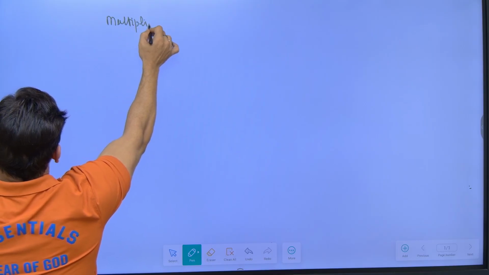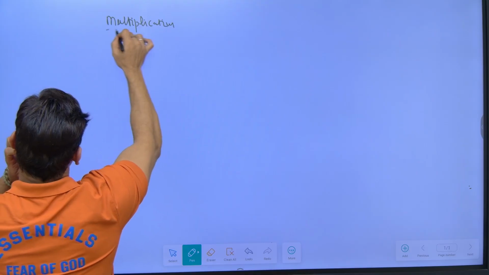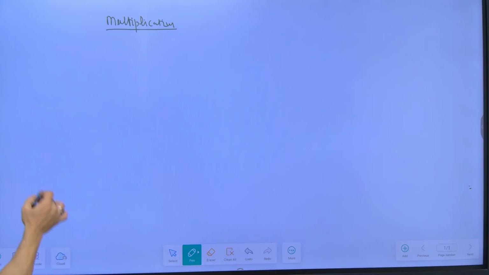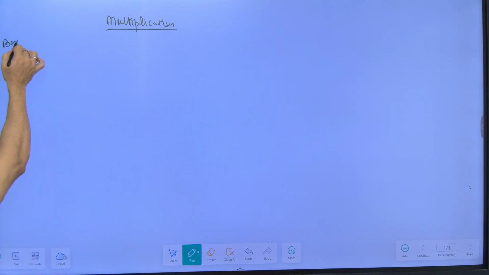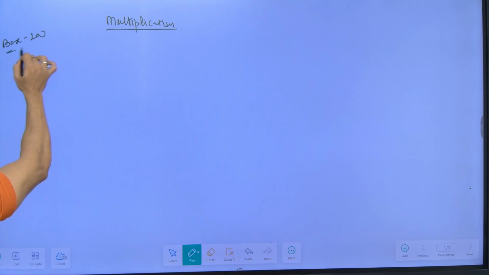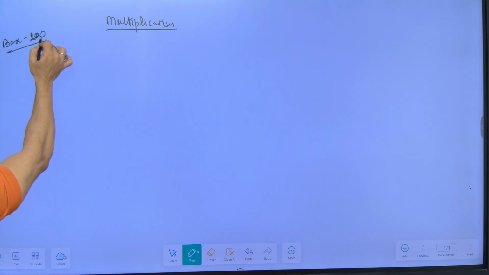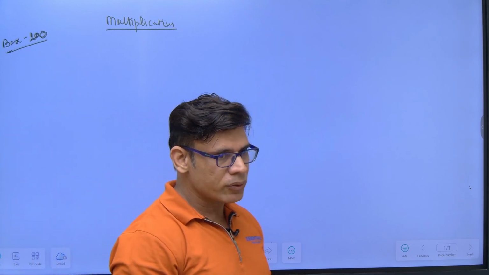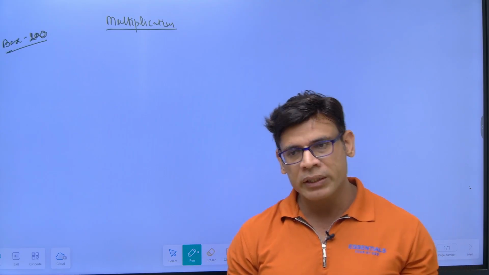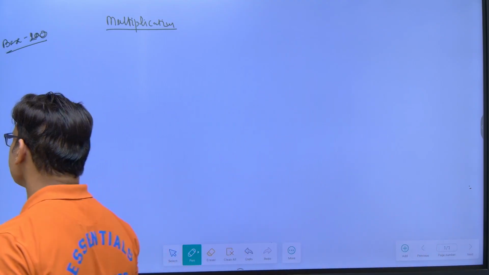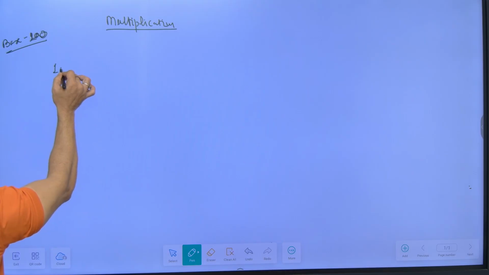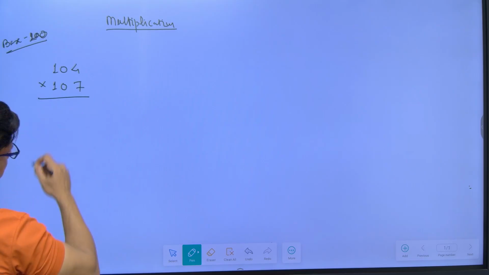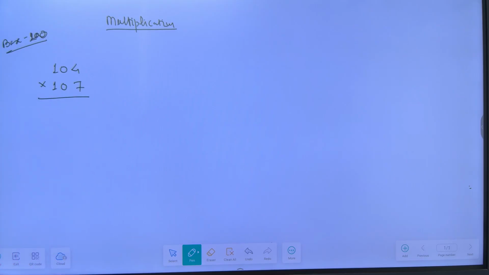So, multiplication. Let me take a first simple example: numbers which are close to base 100. Next time when you have this, you can do mental calculation for this. Suppose there are two numbers which are close to base 100, let's say 104 and 107. If I ask you to multiply 104 with 107, how do you do it? Without a calculator.